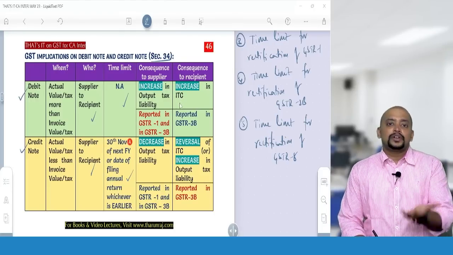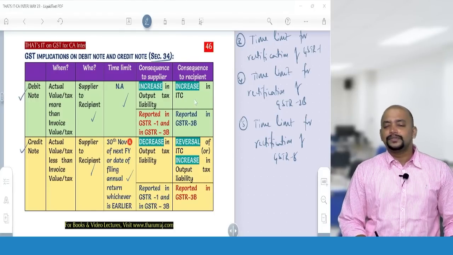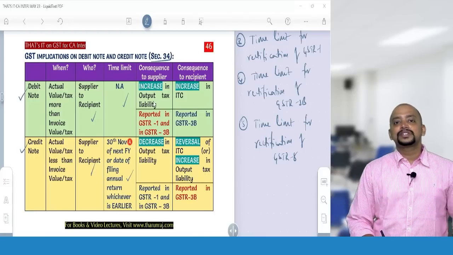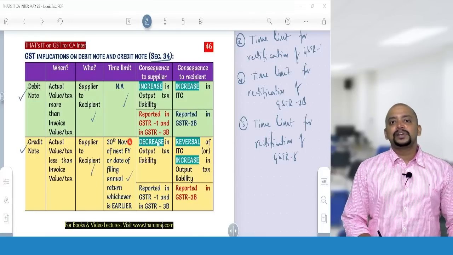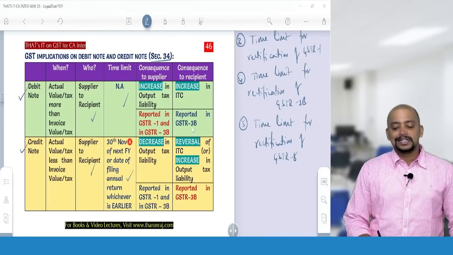Because of giving a debit note, the supplier's liability will increase and the recipient's ITC will also increase. What the supplier has to do is report that liability in GSTR1 and GSTR3B. The recipient should take the ITC in GSTR3B.